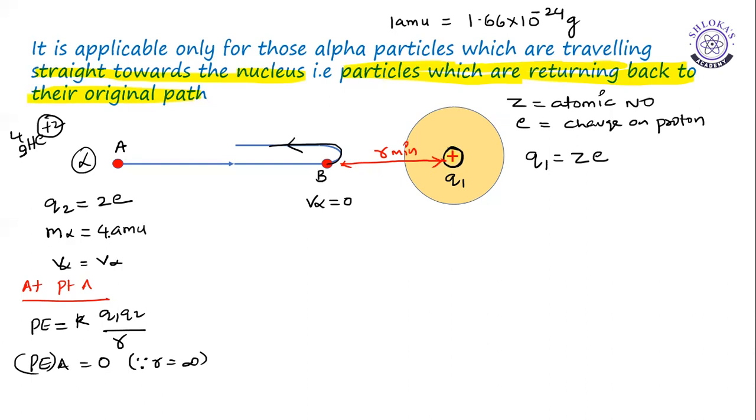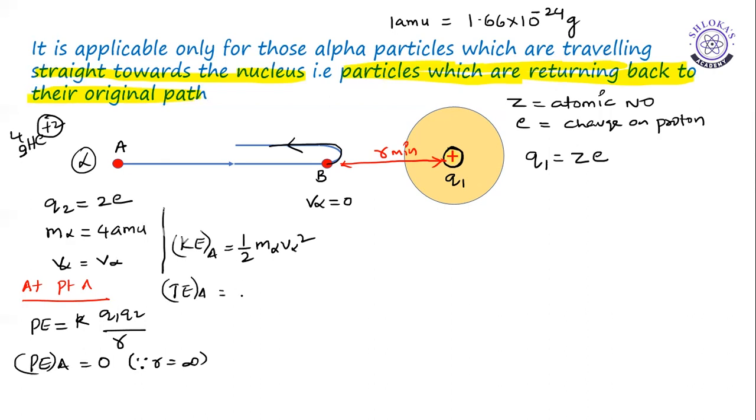That is the potential energy. Then what about kinetic energy? At point A, the kinetic energy is half m alpha v alpha square, so this is not equal to 0. This is all about point A. The total energy at point A means I can sum up the potential and kinetic energy.